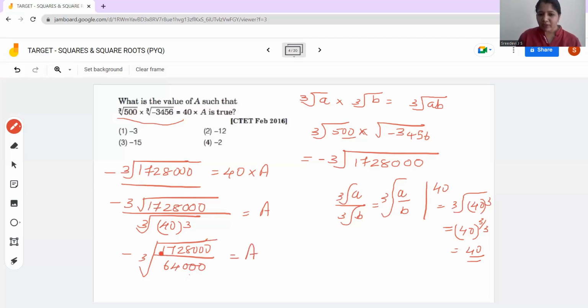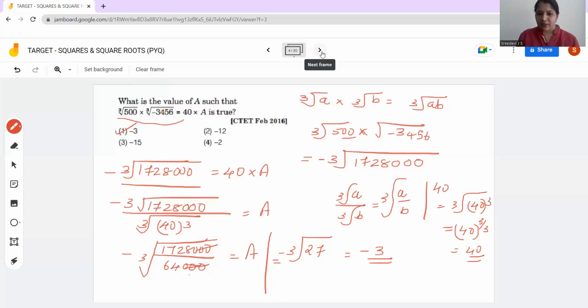Then when you divide 1728 by 64, you will be getting 27. So we can replace it as negative of cube root of 27. The zeros will get cancelled. So cube root of 27, we know that is 3. Minus is there, so the answer is minus 3. So option 1 is the correct answer.